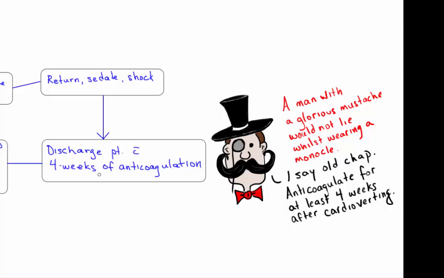Now let's move to part 6, and we're going to discuss the specific drugs that we can use to acutely control the heart rate in a patient with fast AFib.